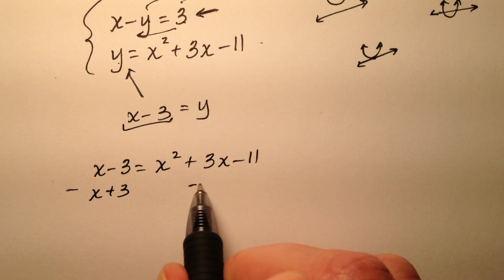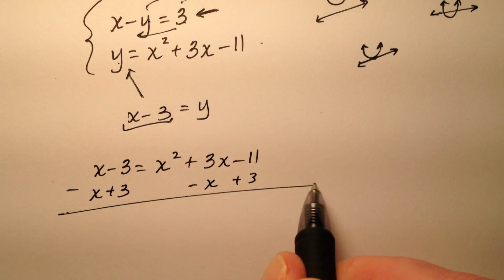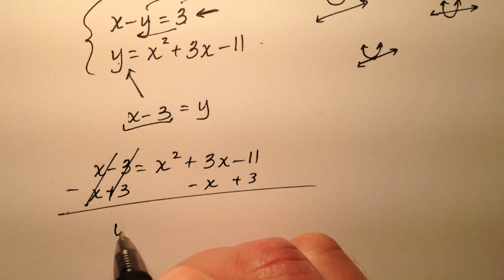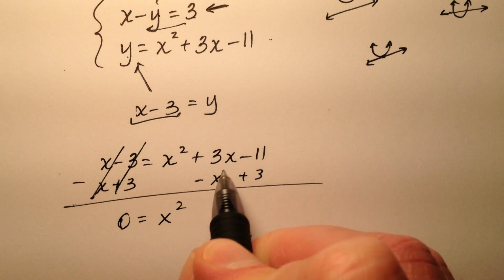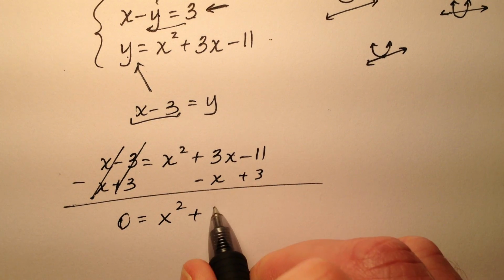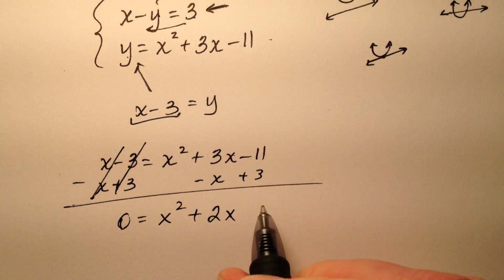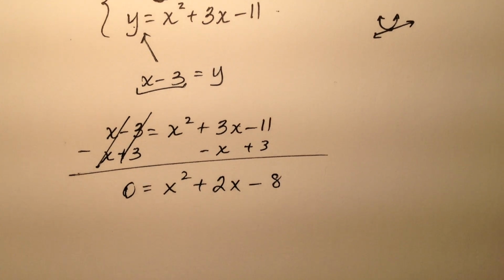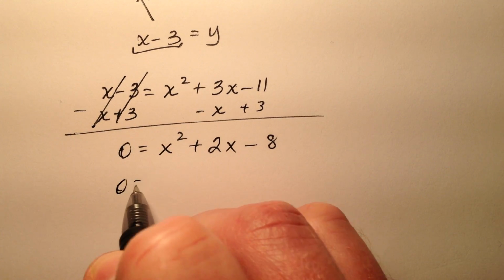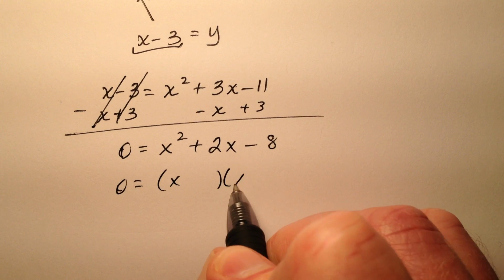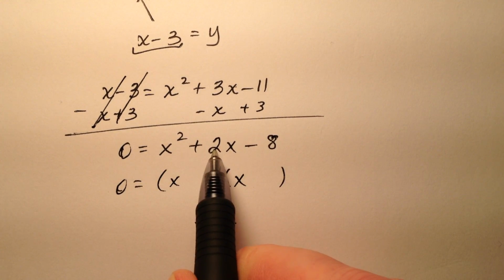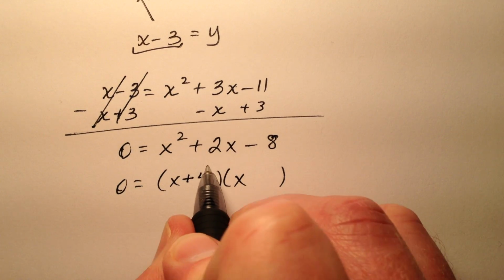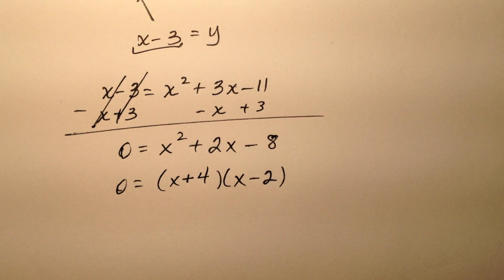I'm going to subtract x and add 3 to both sides. Since I'm solving this quadratic, I need it to be equal to 0. So 3x minus x is a positive 2x, and negative 11 plus 3 is negative 8. This will factor pretty nicely. Numbers that multiply to make negative 8 that add to make positive 2, so plus 4 and minus 2 will be our factorization.